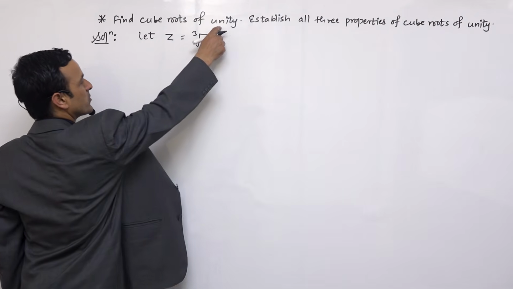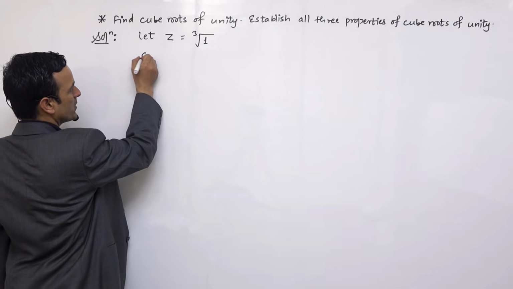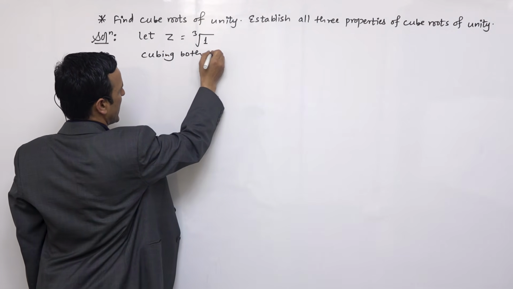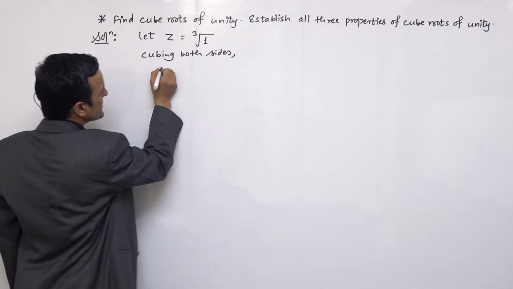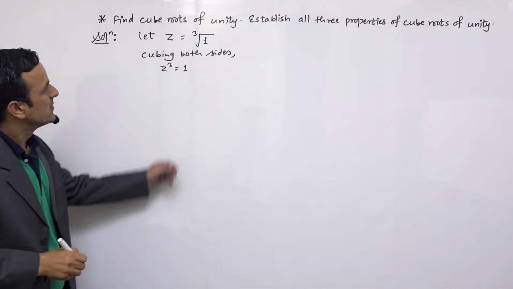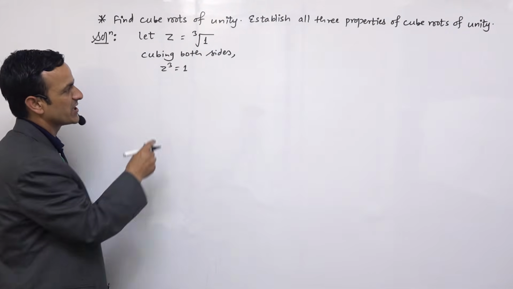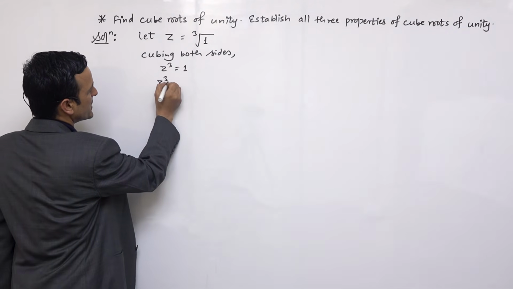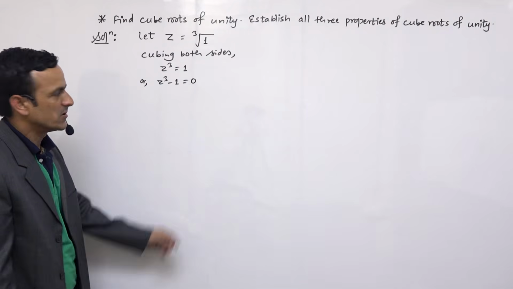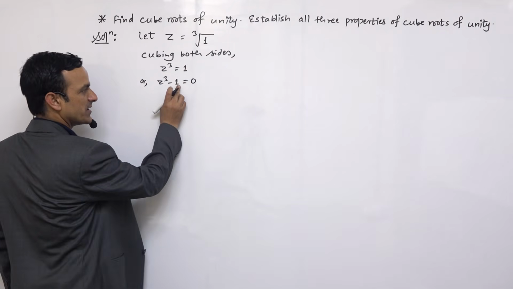Question ले demand गरेको कुरालाई हामीले z मानौं र यसपछि हामी क्यूबिङ गरौं. Cubing both sides, z cube is equal to 1. दुवैतिर क्यूबिङ गर्दाखेरि यो क्यूब रुट र क्यूब क्यान्सल हुन्छ. So we get 1. So z cube minus 1 is equal to 0. If you transpose this one over here, then it will be this one.